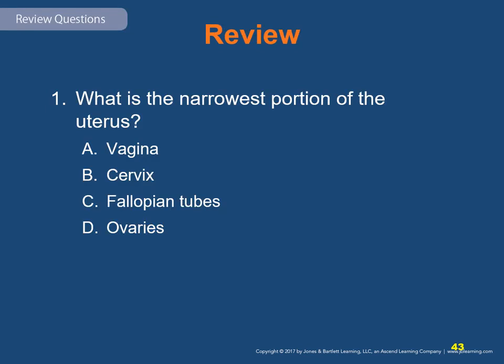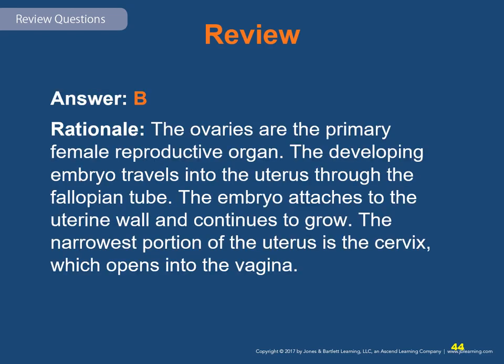Okay, class, let's go over a few review questions. Review question number 1. What is the narrowest portion of the uterus? A. Vagina, B. Cervix, C. Fallopian tubes, or D. Ovaries? The correct answer is B.